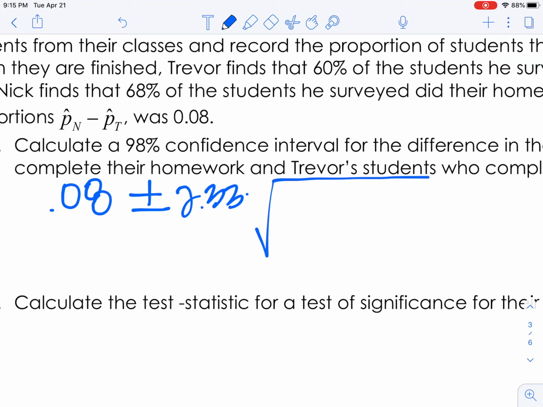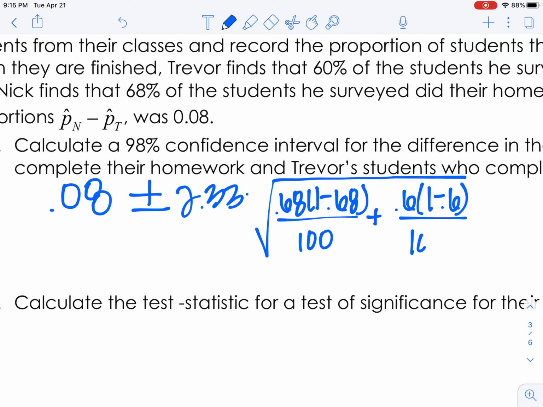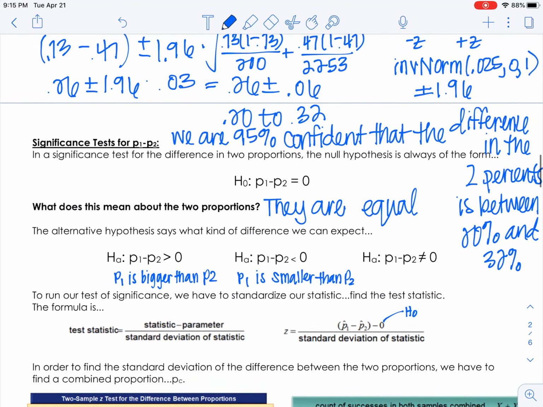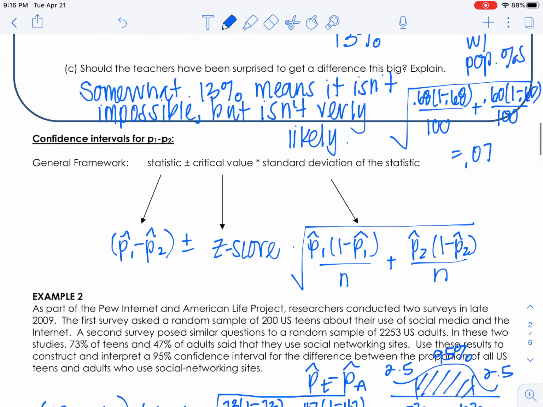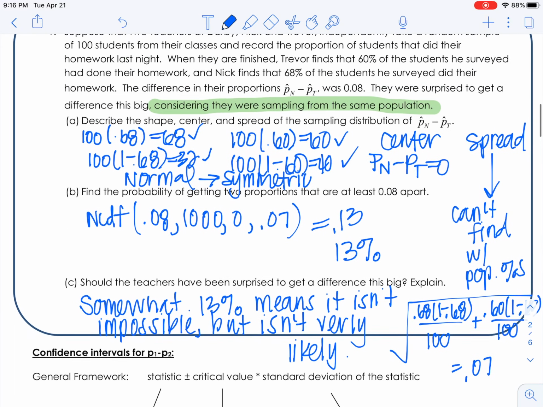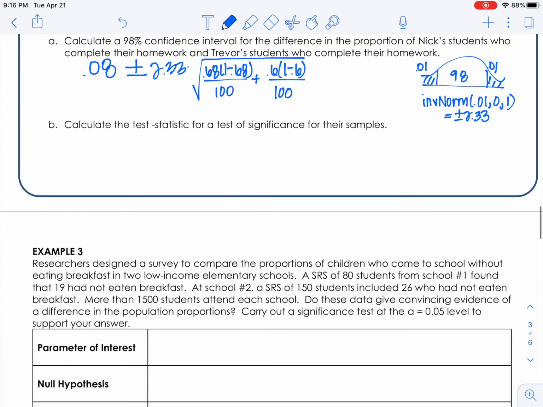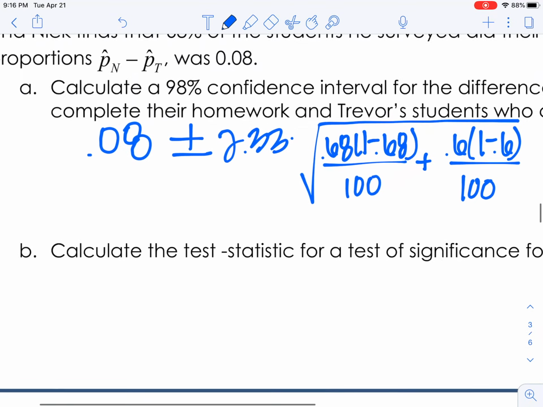And then we have our square root. And we use 0.68, 1 minus 0.68 over 100, and then 0.6 also over 100. Now we did that piece of the equation up here in our notes, didn't we? I think we did it. Oh, you did it yesterday in your exit ticket maybe. Yeah, right here, 0.07. Okay, so I'm not going to plug that all in. I just know it's 0.07.